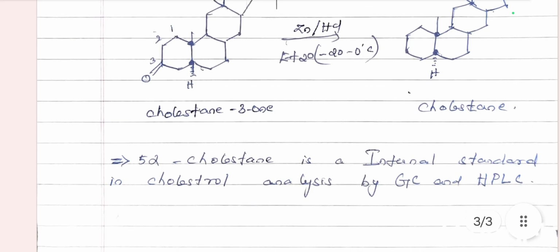Cholestane acts as an internal standard for analyzing cholesterol by gas chromatography or high performance liquid chromatography. An internal standard is a chemical substance added to a sample at a constant concentration to help quantify the analyte, meaning the sample being analyzed by gas chromatography or HPLC. So this is the most established method of deoxygenation reactions of carbonyl compounds, which we synthesized by Clemmensen reduction and modified Clemmensen reductions. Thank you.